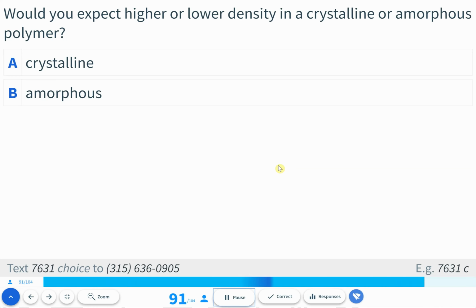Again, we're asking which one's a higher density. Sorry for the poorly phrased question. Higher density, crystalline or amorphous? Get your answers in. Okay, we're going to wrap it up.